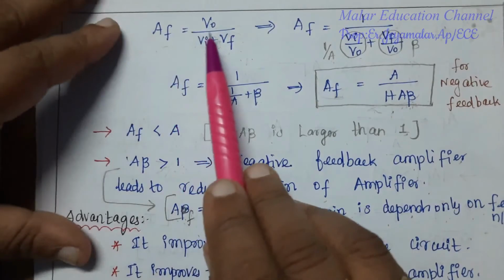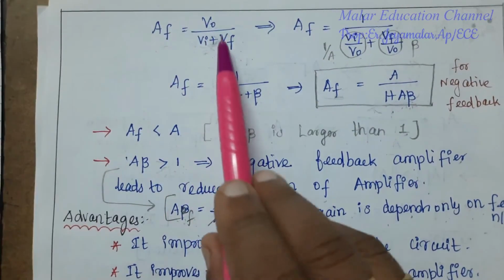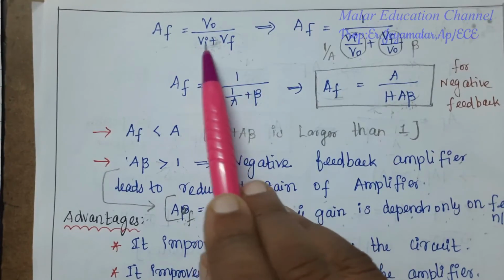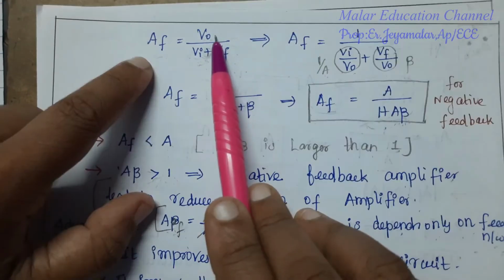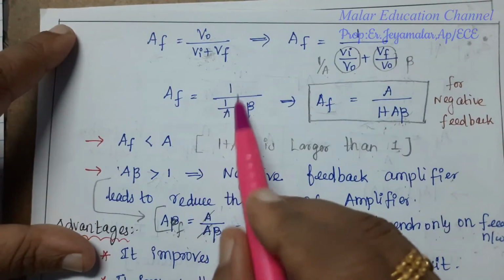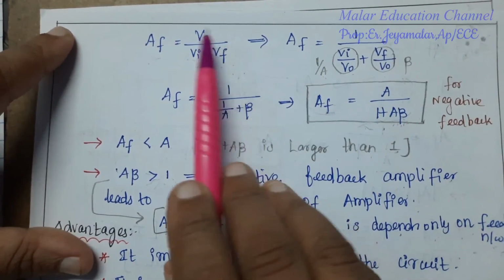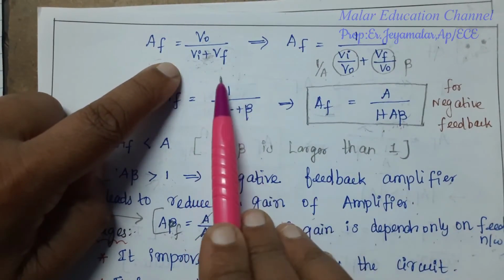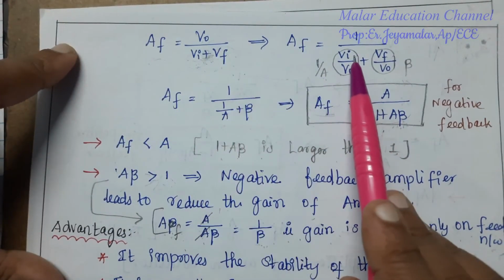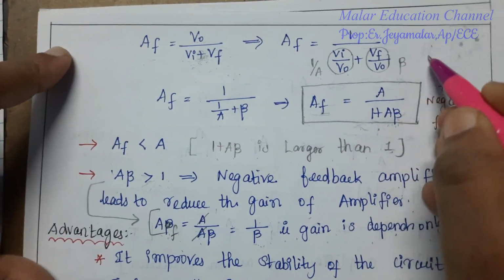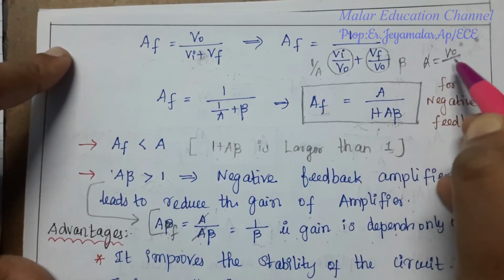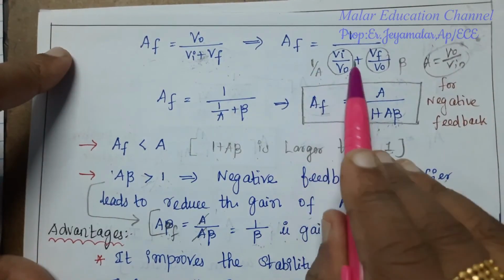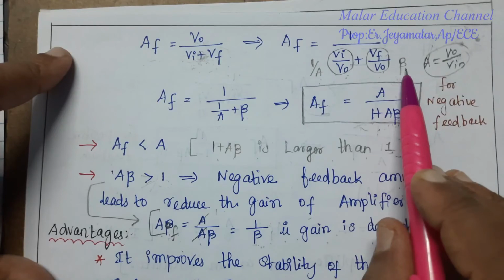AF equal to, substitute the value of Vs. AF equal to V output divided by, instead of Vs, we have written Vi plus Vf. You have to divide the numerator term as well as the denominator term by V0. So numerator V0 by V0 equal to 1 divided by Vi by V0 plus Vf by V0. Vi by V0, that is A, equal to gain V output by V input. Here the terms are reciprocal, so written as 1 by A plus Vf by V0, equal to beta.